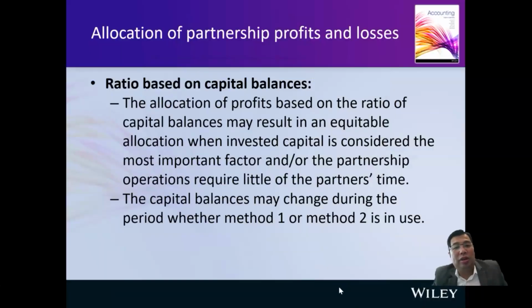Okay, let us continue about the ratio based on capital balances, allocation of profit based on capital balances. So the allocation of profit based on the ratio of capital balances may result in equitable allocation when invested capital is considered to be the more important factor and/or the partnership operation requires little of the partners' time. The capital balances may change during the period, whether method 1 or method 2 is in use.